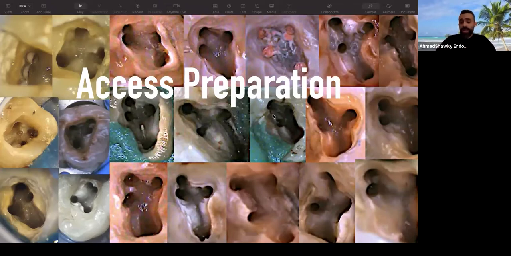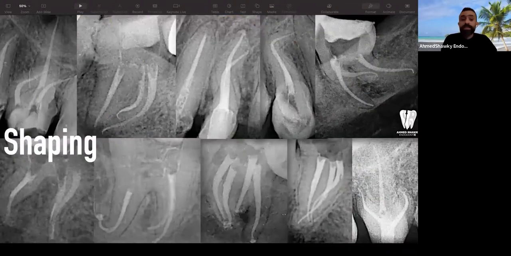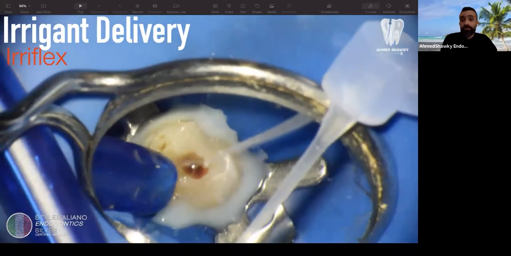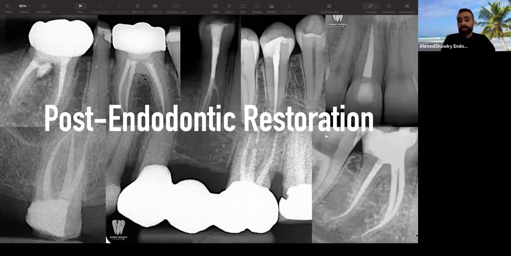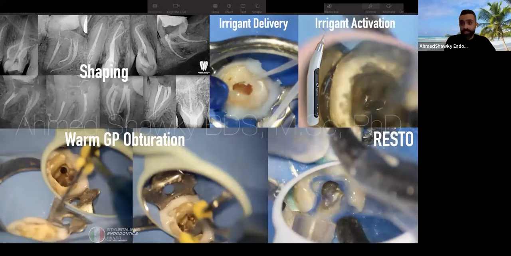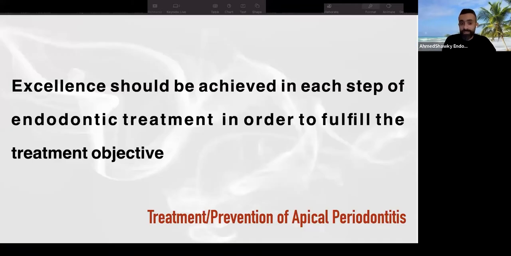by recalls. So we have different steps in root canal preparation, starting from the diagnosis and decision making and treatment planning. Then we go into the operative procedure. We start with access cavity preparation. And when we ask ourselves which step, which procedure in the course of the endodontic treatment is important and leads to healing, is it access preparation? Is it shaping? Is it irrigant delivery? Irrigant activation? Obturation? Post-endodontic restoration? Actually, we need to achieve excellence and perfection in all steps up to the final restoration in order to achieve healing of the apical periodontitis. And this is a very important tip to highlight.